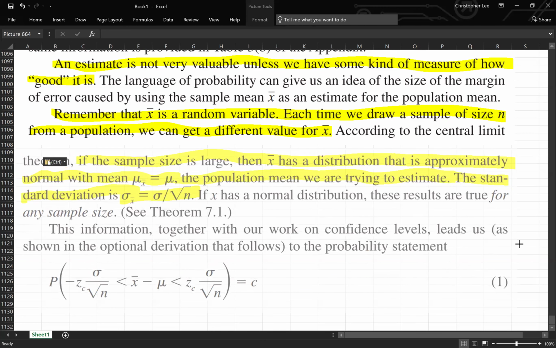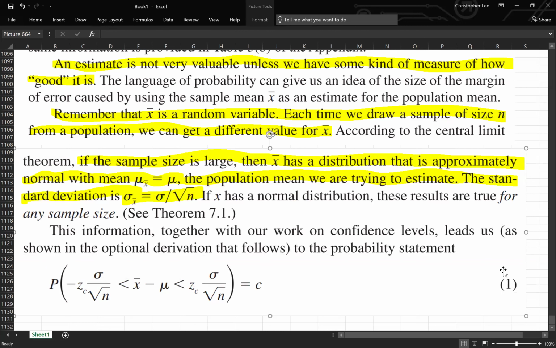So according to the central limit theorem, right, if the sample size is large, then X bar has a distribution that is approximately normal with mean mu X bar equal to mu, the population mean we are trying to estimate, and the standard deviation sigma X bar, which is equal to sigma divided by the square root of N. If X has a normal distribution, these results are true for any sample size, right? So this information together with our work on confidence levels leads us to the result that follows, right? For the probability statement.